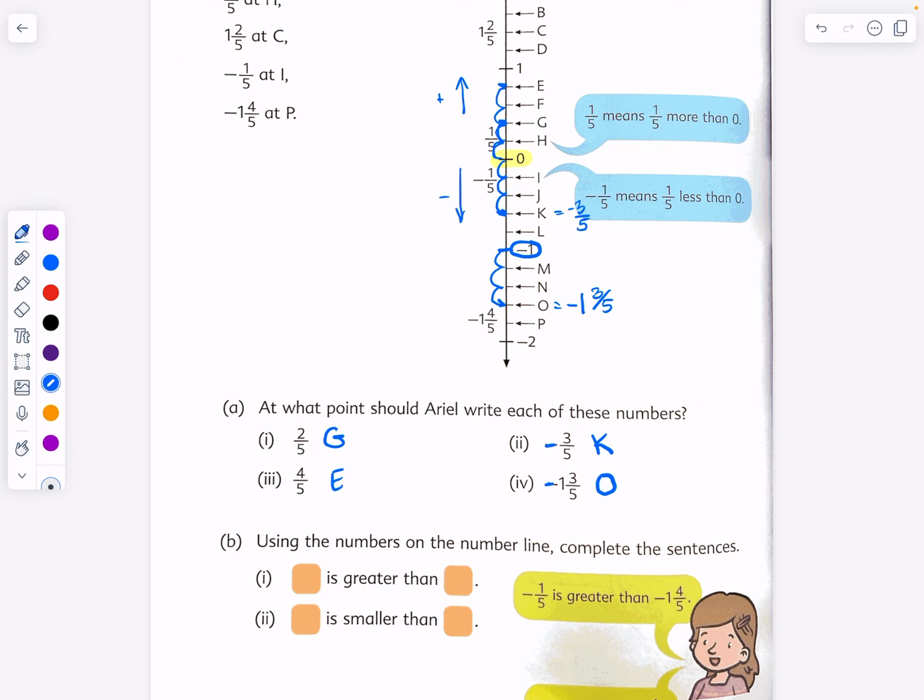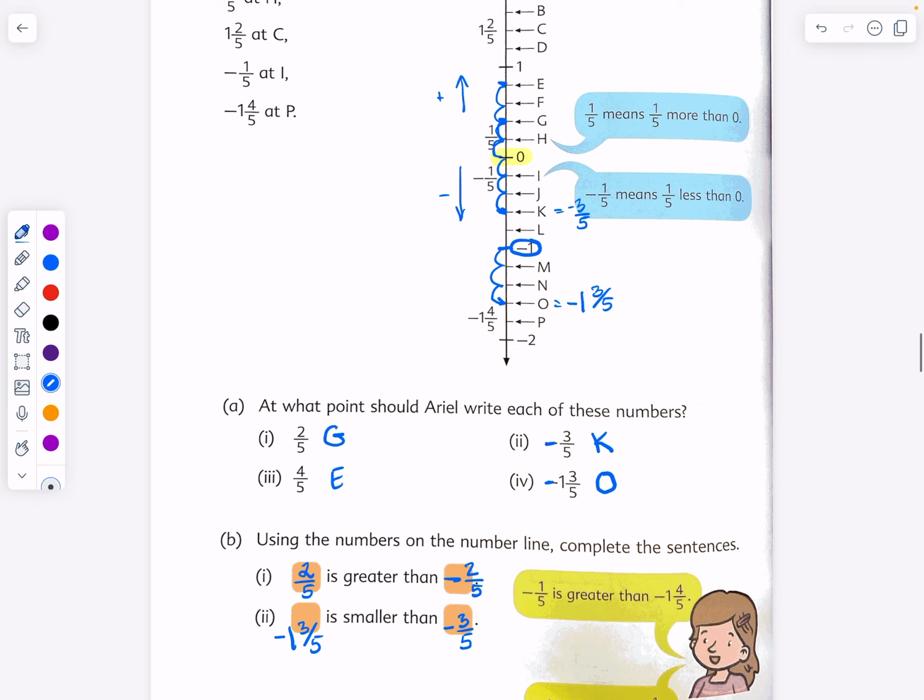Using the numbers on the number line, complete the following sentence. Let's take a look. Any positive number is greater. For example, 2/5 is greater than negative 2/5, right? Any number above zero is always greater than a number below zero. Now, any number below will be smaller. For example, negative 1 and 3/5 is smaller than negative 3/5 because it's farther down away from zero.